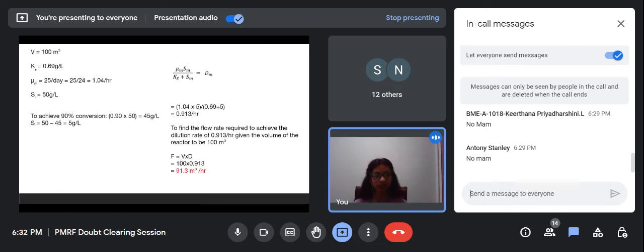So was this clear? Did you understand how this is solved? How this question was solved? What was given in the question and what you had to calculate? All right. Is there anyone who didn't understand and wants me to repeat it?